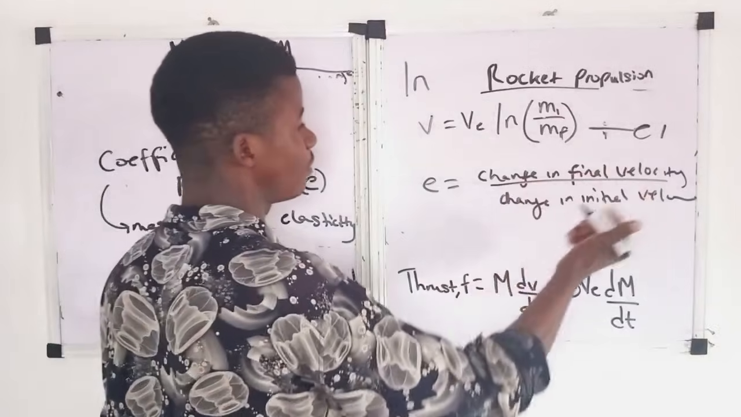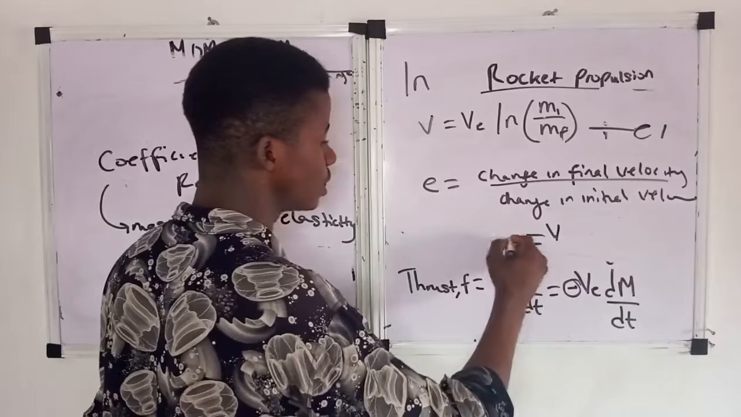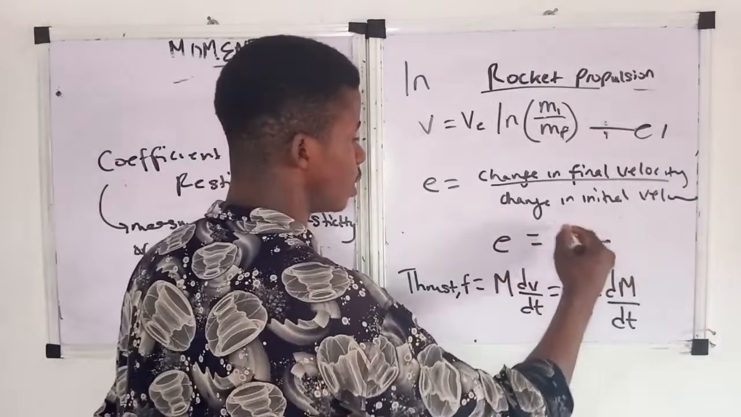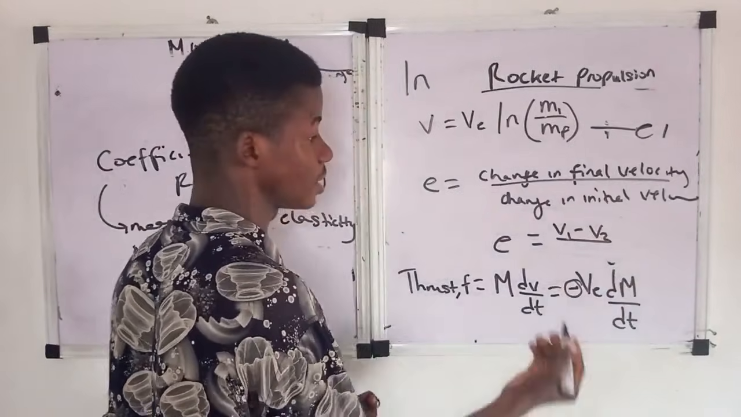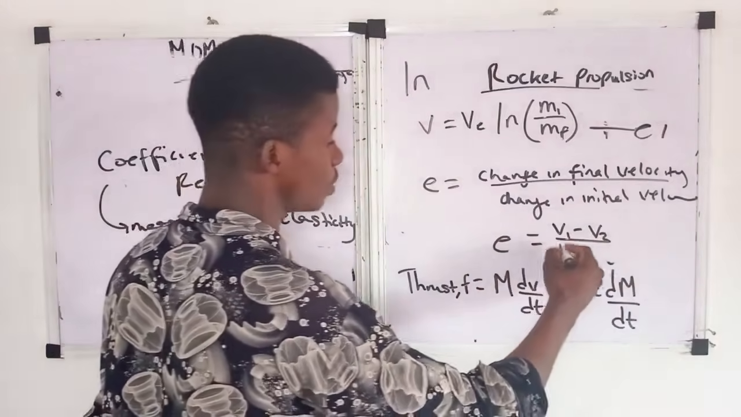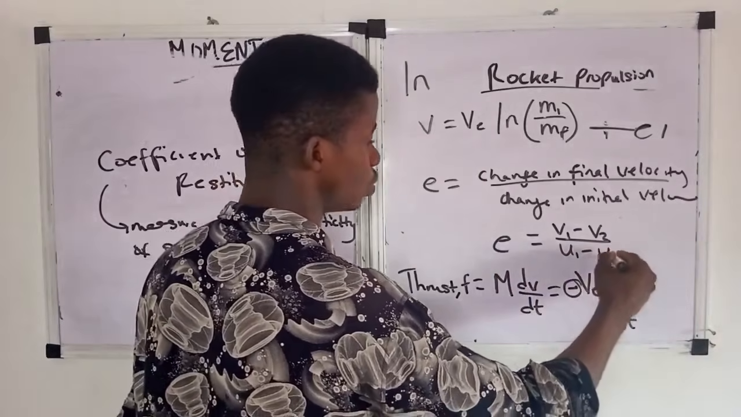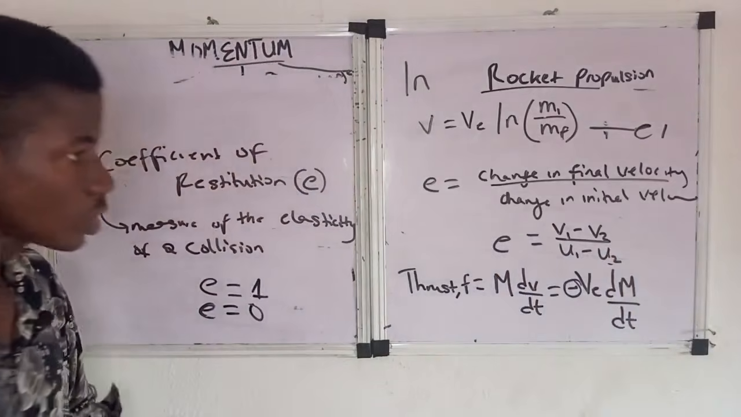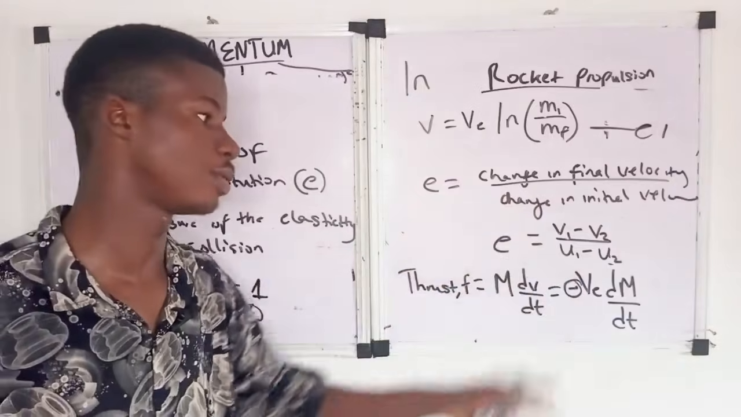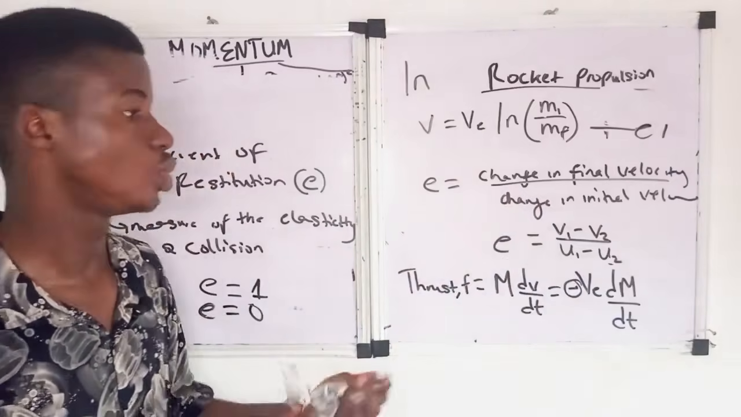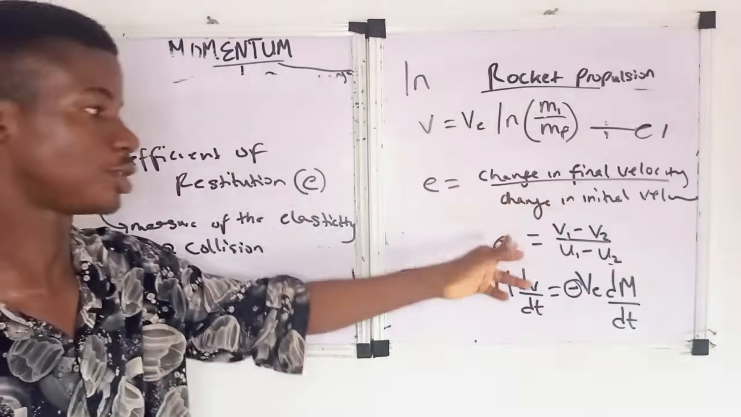So e is equal to V1 minus V2. This V is our final velocity, right, while U are the initial velocities. So for this side it will be U1 minus U2. So e equals V1 minus V2 divided by U1 minus U2. This is the formula to calculate the coefficient of restitution.